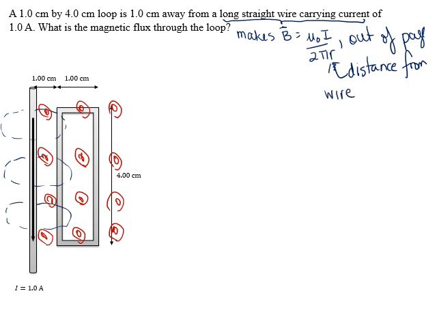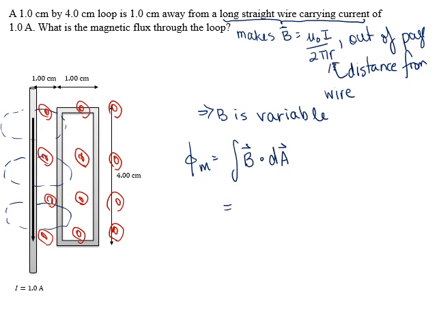So that tells us that the magnetic field where the loop is, is not constant. So B is variable. What that means is that when we do our magnetic flux expression, we can't just do B dot A because B is variable. We have to use the integral expression. Magnetic flux is the integral of B dot dA.